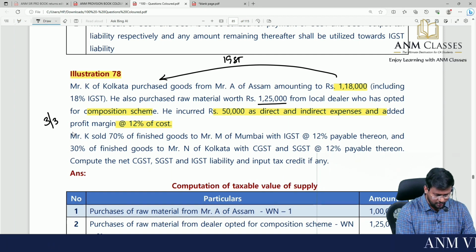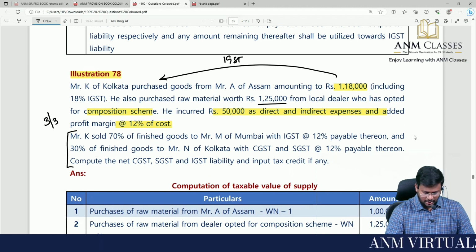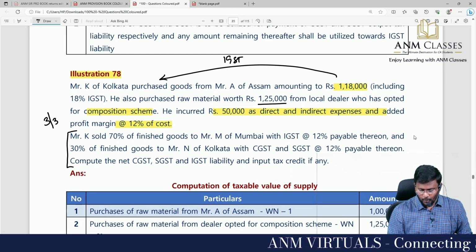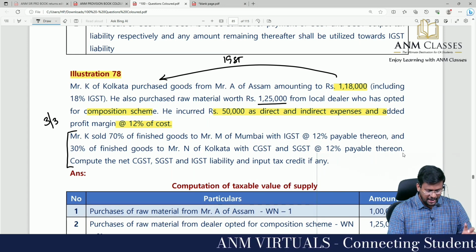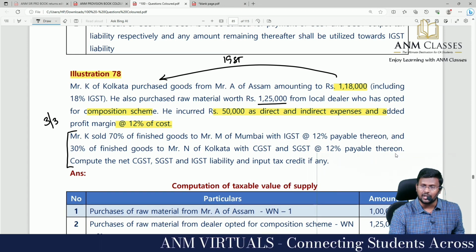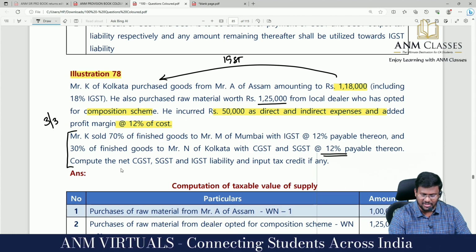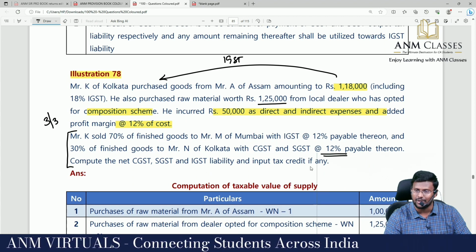Mr. K sold 70% of finished goods to Mr. M of Mumbai with IGST at 12% payable thereon and 30% finished goods to N of Kolkata with CGST and SGST of 12% payable thereon. Compute the net CGST, SGST, IGST liability and input tax credit if any.